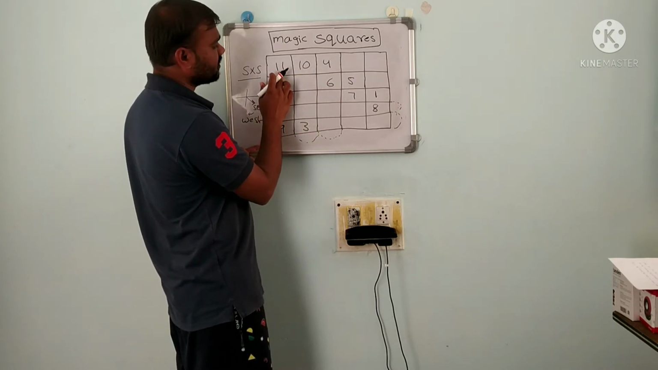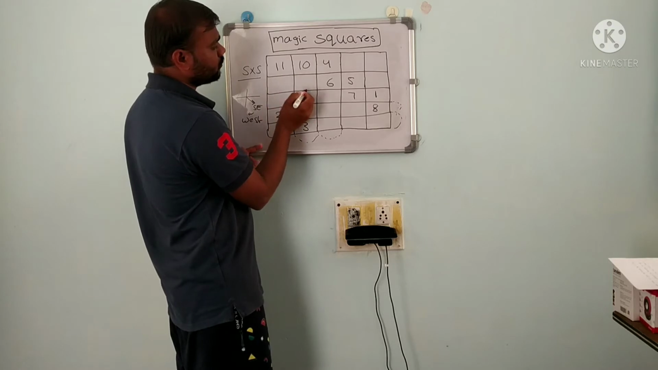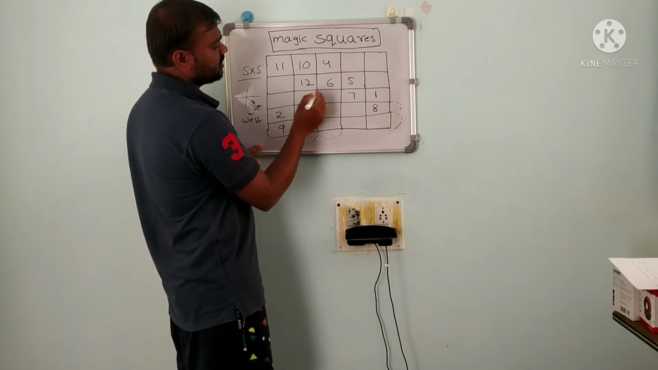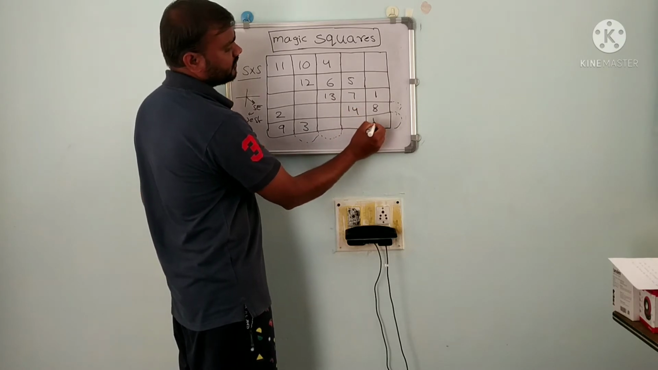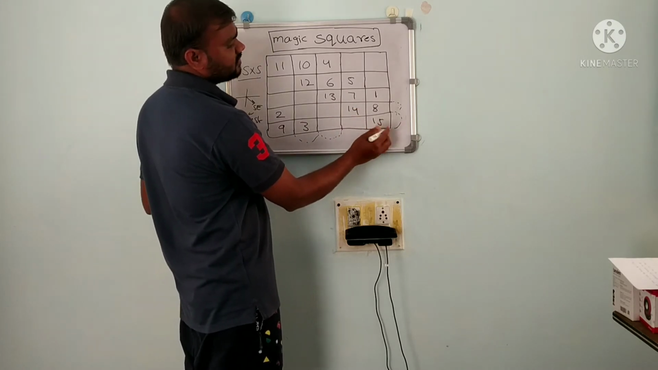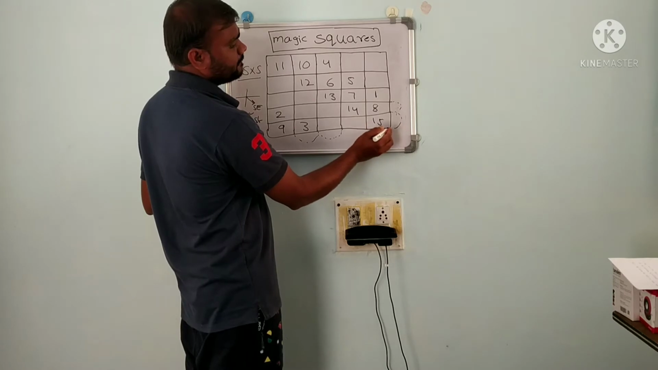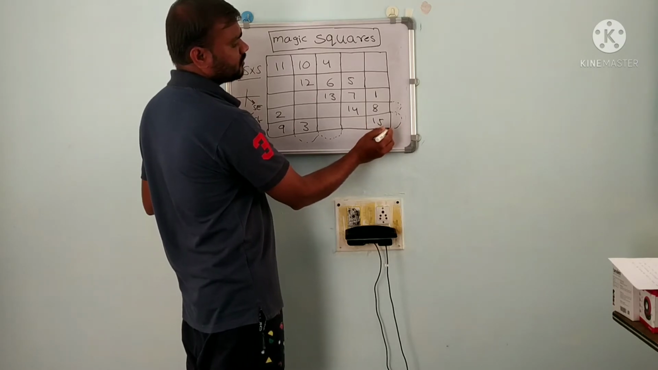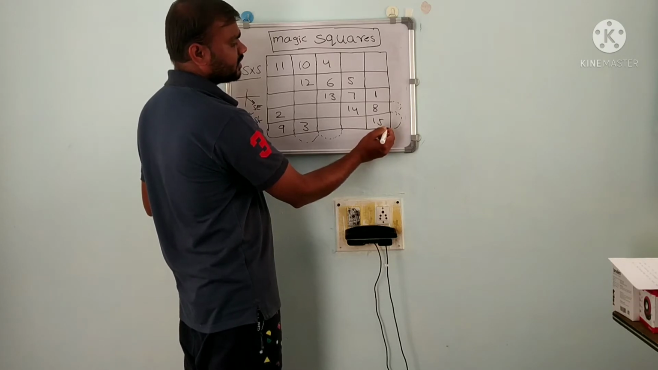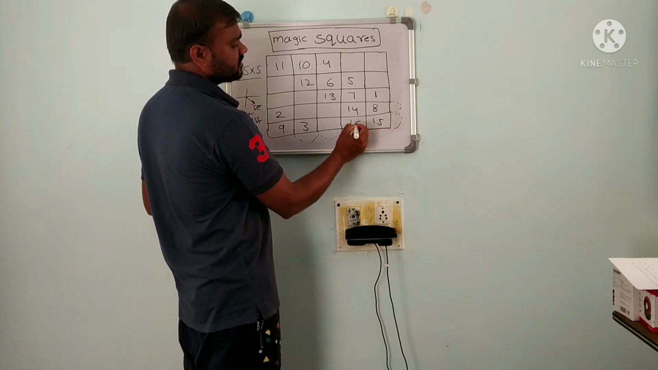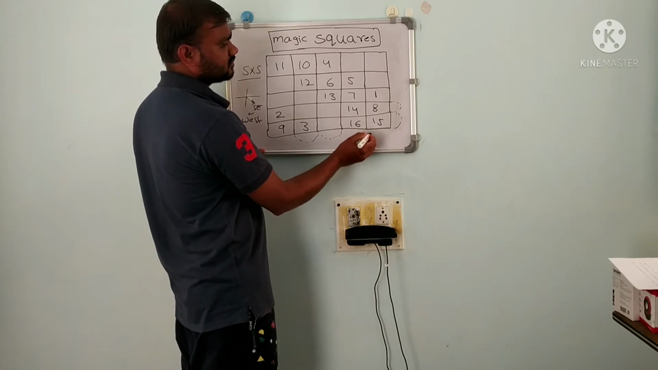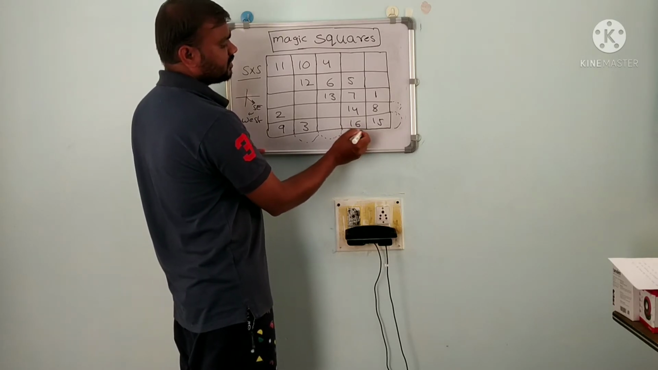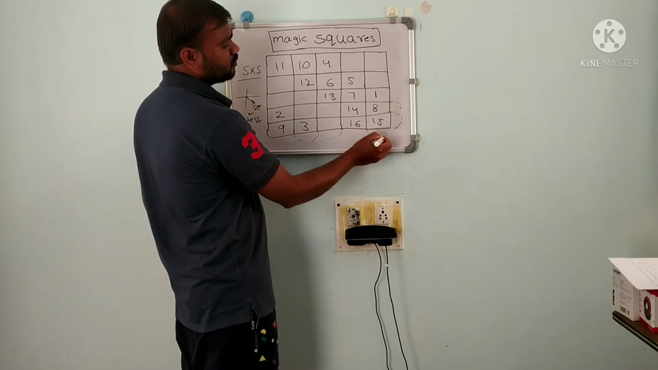After this number you go southeast, that will become 12. Next 13, next 14, 15. After 15, southeast is not there, so you have to go west side. Here also southeast is not there, that's why you have to move like this.